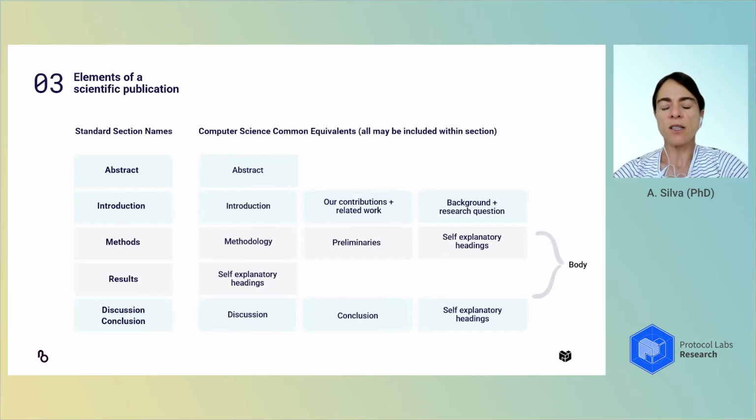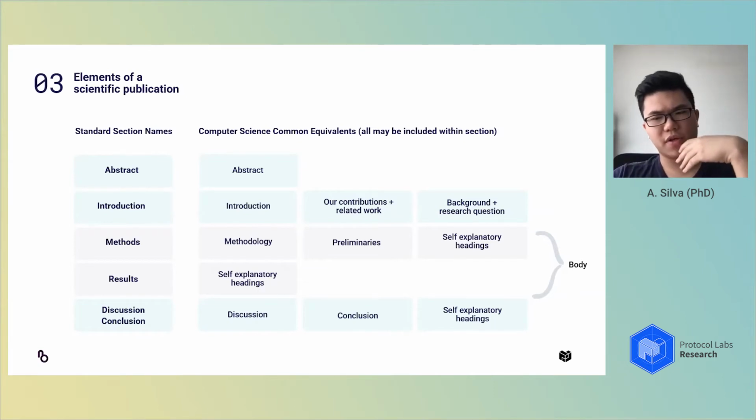Is there any reason why CS publication is kind of being broken down in this way, or does it just kind of happen naturally over time?